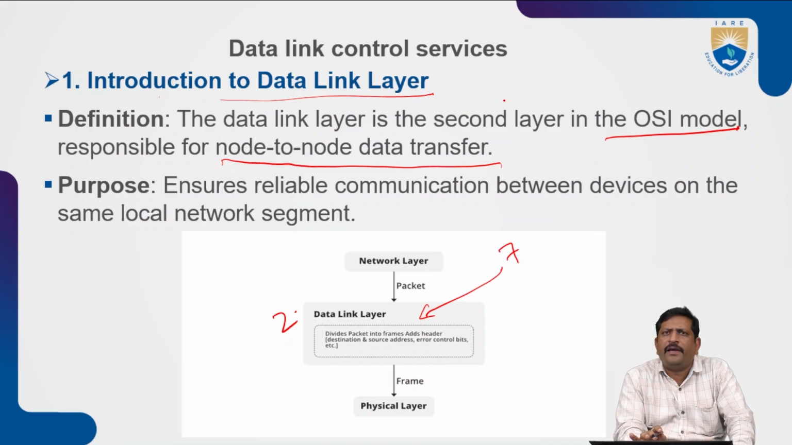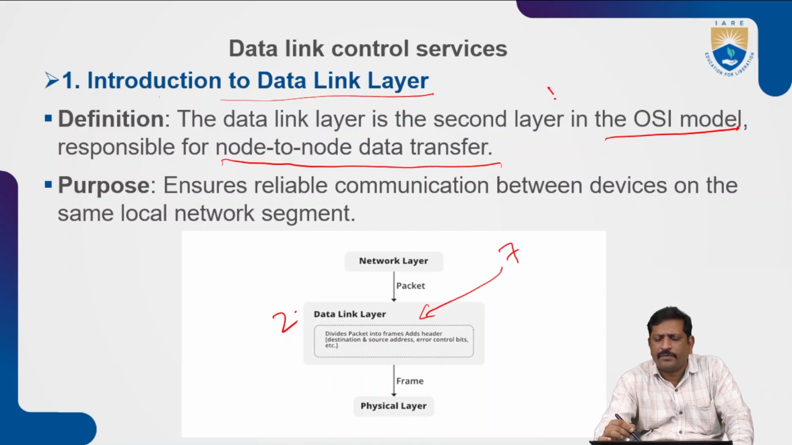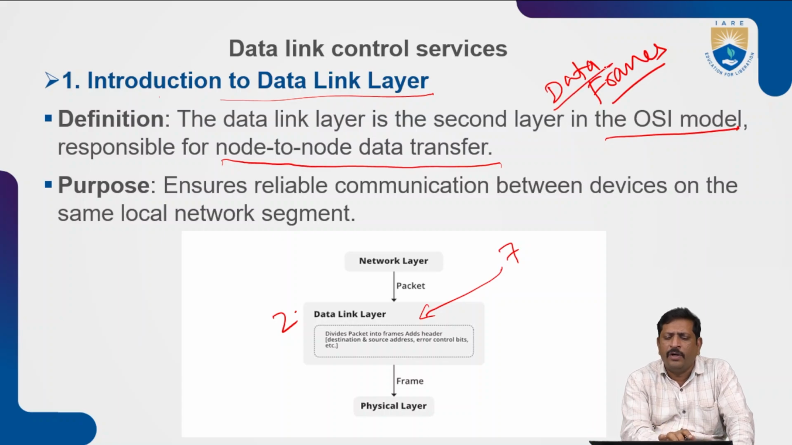Here in the data link layer, whatever data is received can be transmitted in the form of data frames. Now the data can be transmitted between node to node using data frames. One data frame has a collection of bits, and generally these collections of bits are transmitted over the physical transmission media.